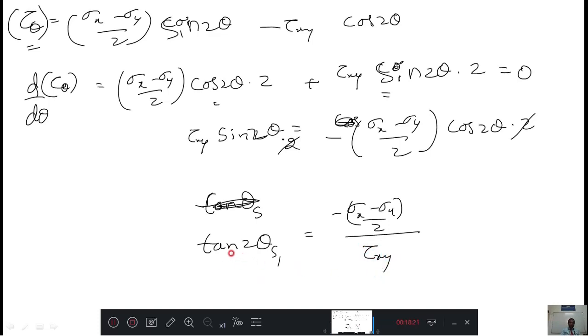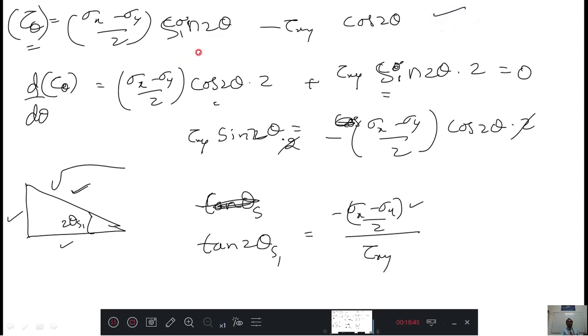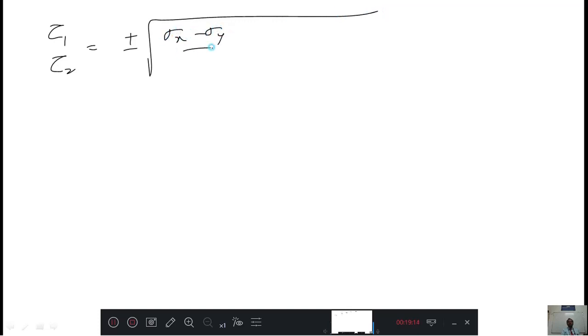Then I will give you homework, or you can refer to my notes. You need to take a triangle here and call this 2 theta s1, then write the opposite and the adjacent, write the hypotenuse using Pythagoras, with a big square root. After that, follow the same thing for this equation here. First define sin 2 theta based on this triangle, and define cos 2 theta based on this triangle. Whatever values you get for sin 2 theta and cos 2 theta, substitute them here and here. Then you will get the tau maximum or minimum value. I will write tau 1 and tau 2 equal to plus or minus the square root of (sigma x minus sigma y by 2) whole square plus tau xy square. This you are going to get.